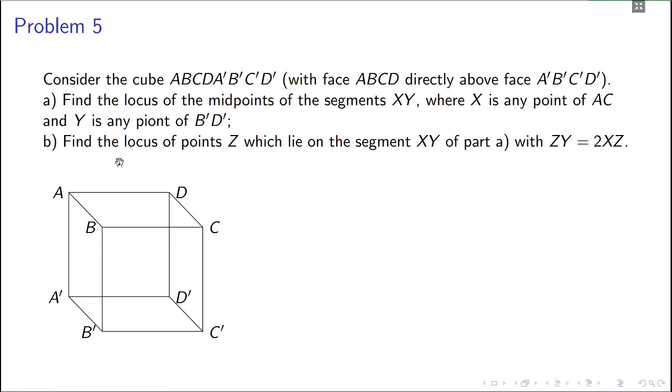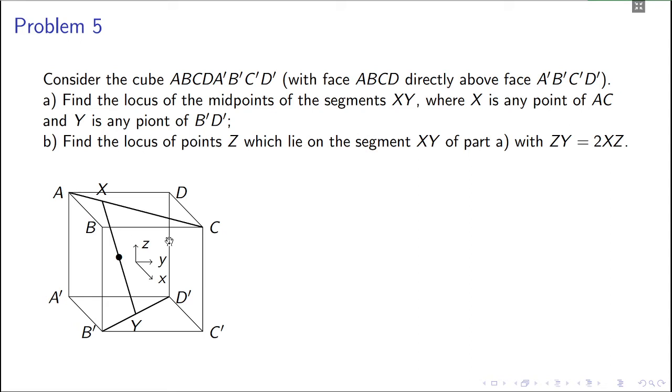Then it says find the locus of the midpoints of the segment XY, where X is any point on AC and Y is any point on B prime D prime. So AC is this, B prime D prime is this. So you take any 2 points X and Y, and you find the locus of the midpoint. Okay, so you set up an XYZ coordinate system. You can use the center, you can also use a side. So maybe you can take X parallel to AB, Y parallel to AD, Z parallel to AA prime.